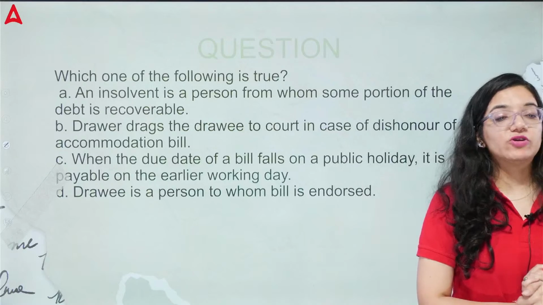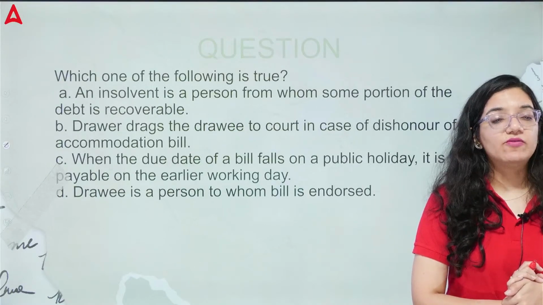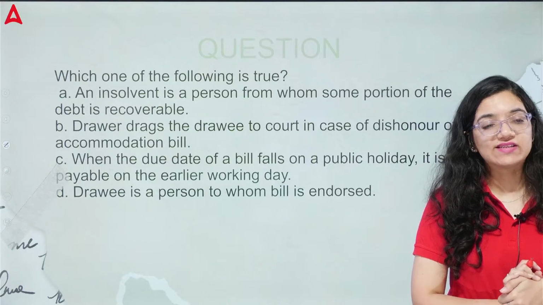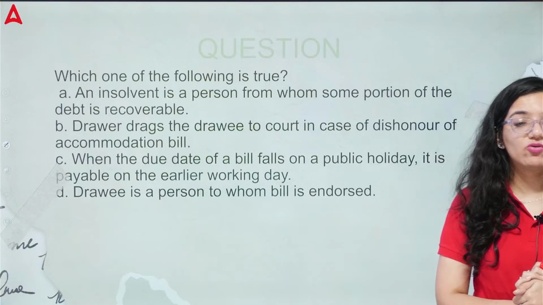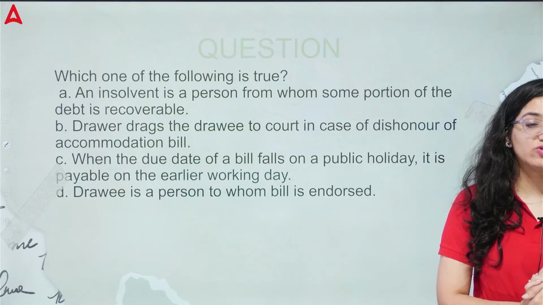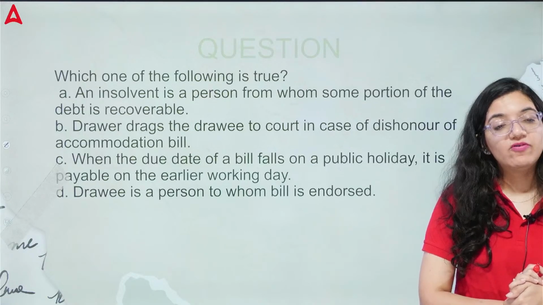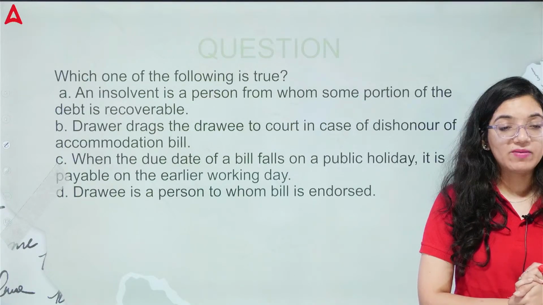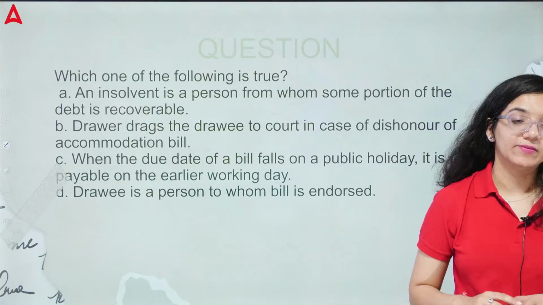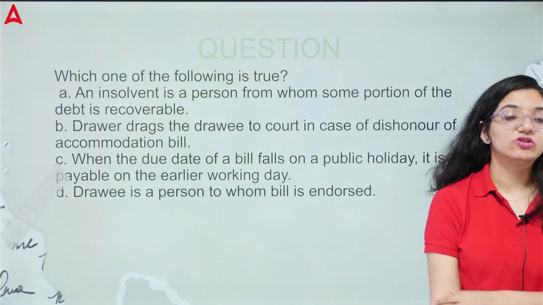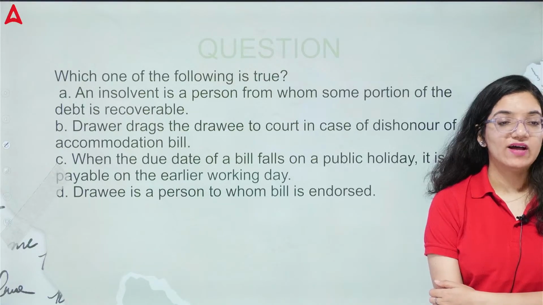Next question, which of the following is true? An insolvent is a person for whom some portion of the debt is recoverable. Drawer drags the drawee to the court in case of dishonor of an accommodating bill. When the due date of the bill falls on a public holiday, it is payable on the earlier working day. Drawee is a person to whom the bill is endorsed. What would be the answer?